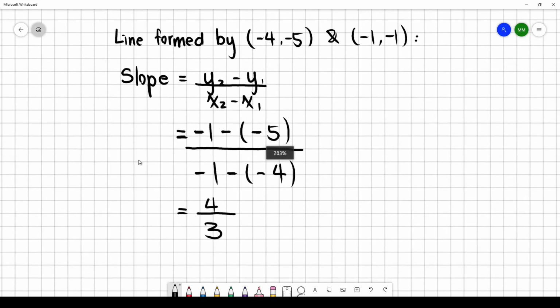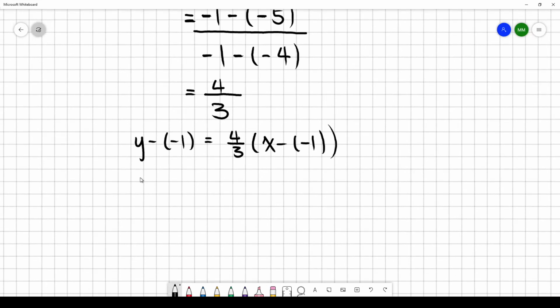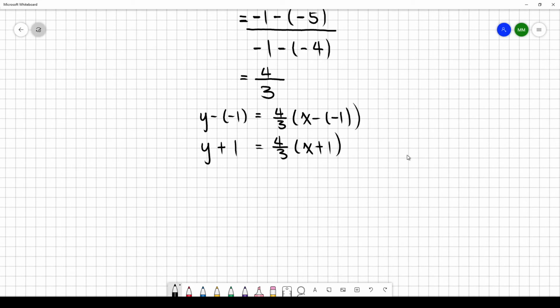So using point slope form, I can just pick any of the points here. So let's say I pick this point. Y minus -1 is equal to the slope times x minus -1. And you get y plus 1 is equal to 4 over 3 times x plus 1. So it is a really good idea to simplify this down to y-intercept form, and you'll see why later on, but I'll just do it right now.